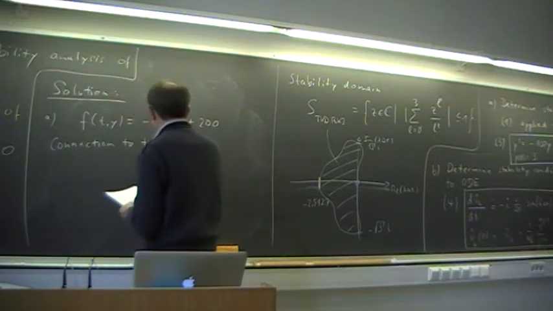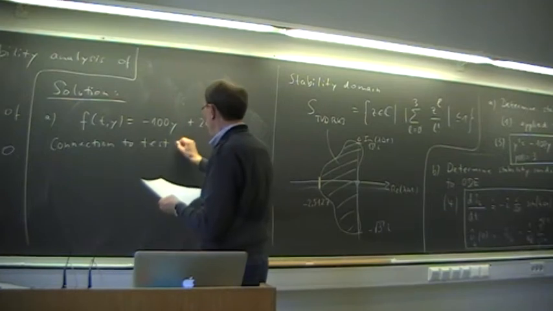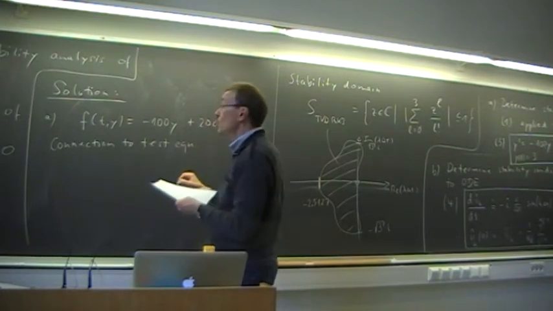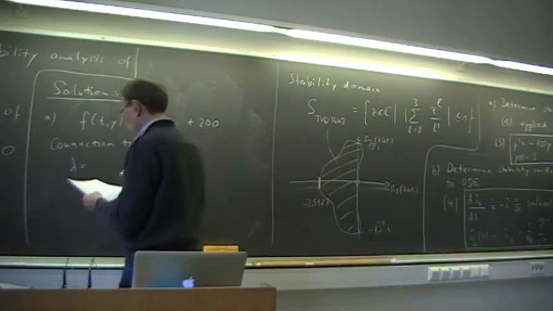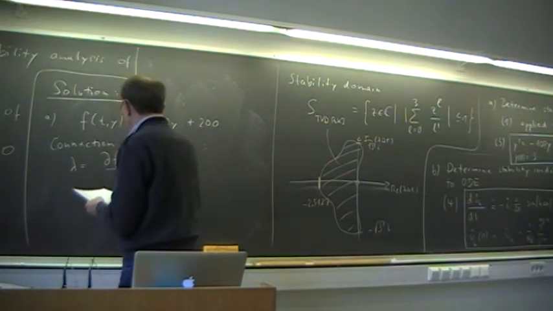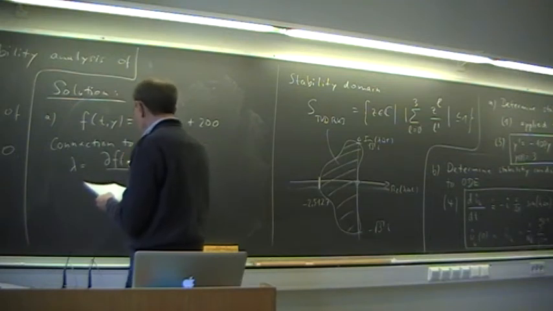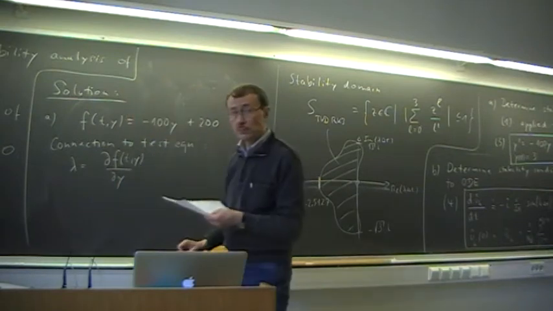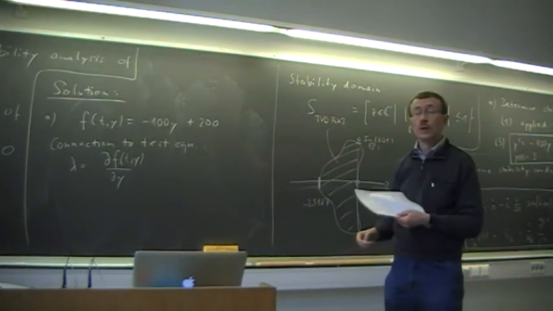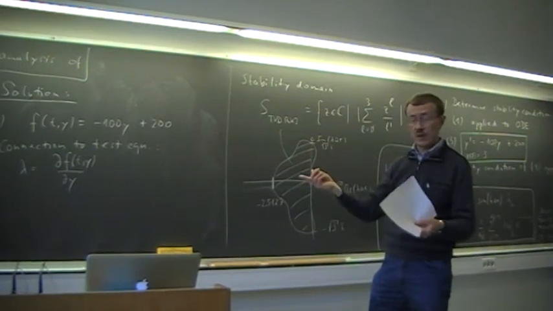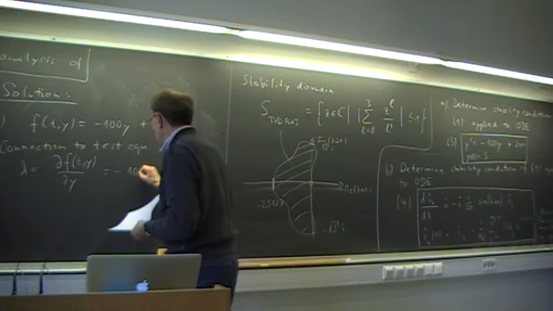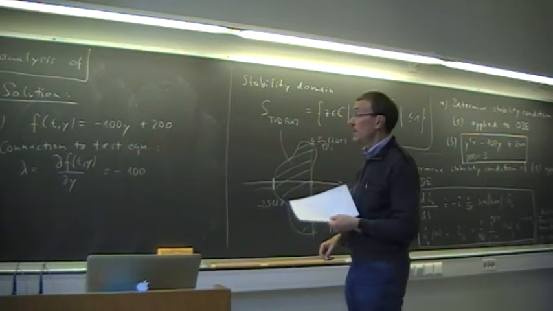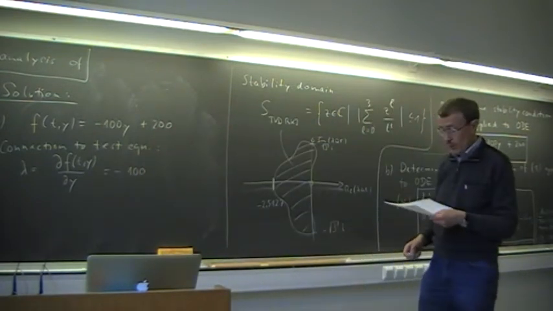is by the Jacobian of f with respect to y. That is, the lambda in the test equation is given to us by the partial derivative of f of t, y with respect to y. If this were nonlinear, then we would have to linearize it. But in our case, it is no problem. We can get that directly. So this is minus 100. In our case, we have a linear ODE, so that's no problem.